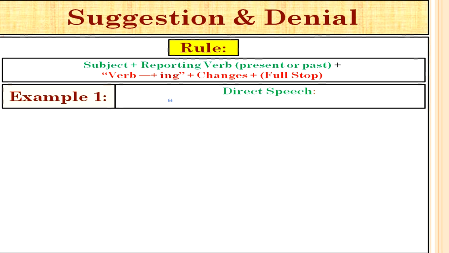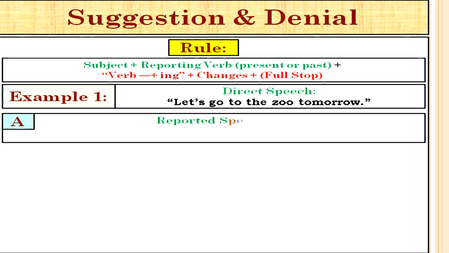Let's go to the zoo tomorrow. To rewrite this sentence using reported speech, we have two cases. In the first case, we have the reporting verb has suggested. It is in the present tense. So my brother has suggested plus, according to the rule, the verb plus ing. So the verb in the sentence in direct speech is go plus ing, it becomes going, plus to the zoo. And then we have the adverb tomorrow. We don't change it because the reporting verb is in the present tense.